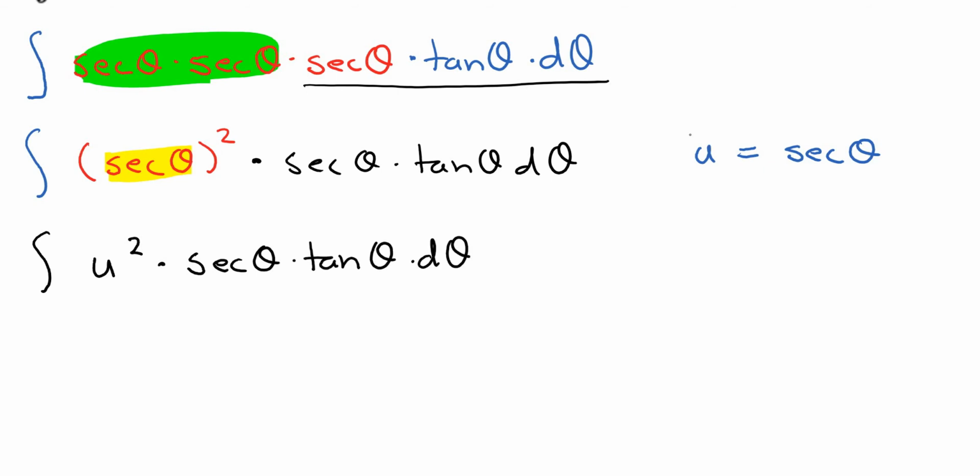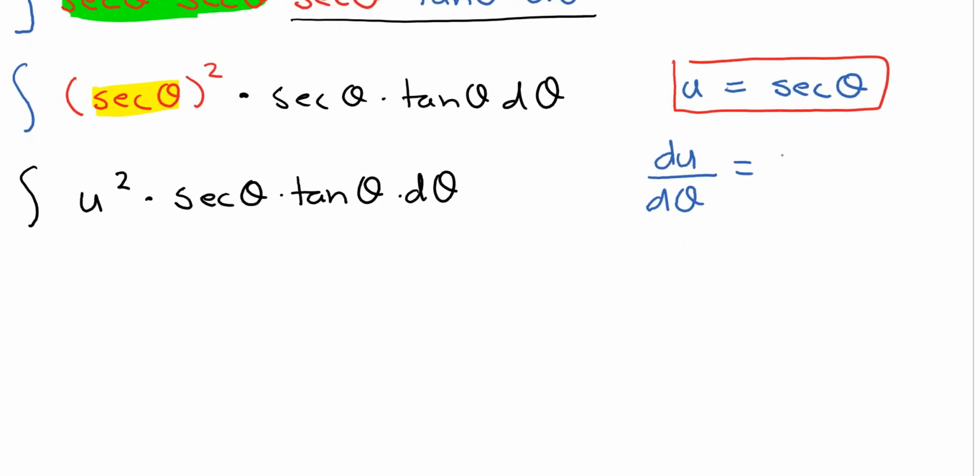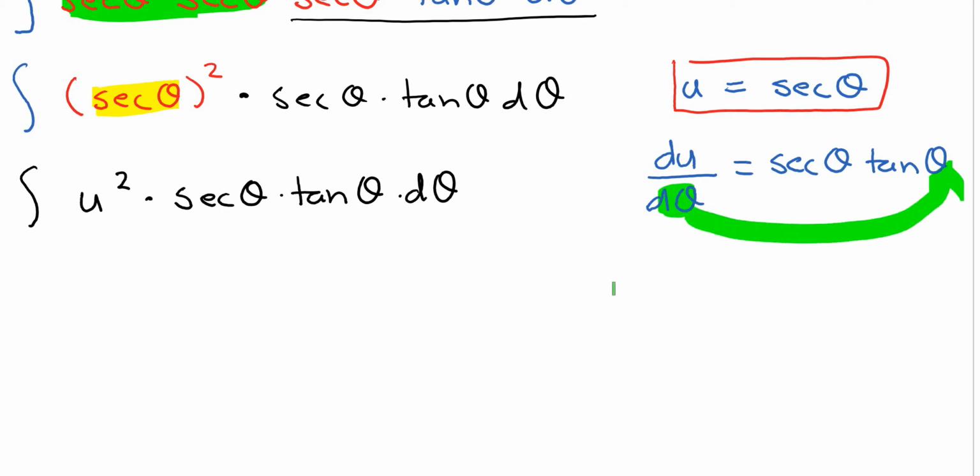And then let's go back to my u expression right here, and let's take its derivative. So its derivative is going to be du over d theta equals... now the derivative of secant theta is going to be secant theta tan theta. All right, so that's kind of a weird one. And then all you have to do now is take your d theta, move it to the top there, and now you would get du equals secant theta times tan theta times d theta.